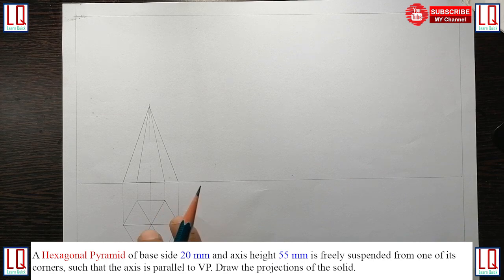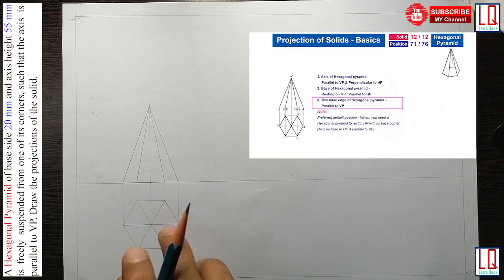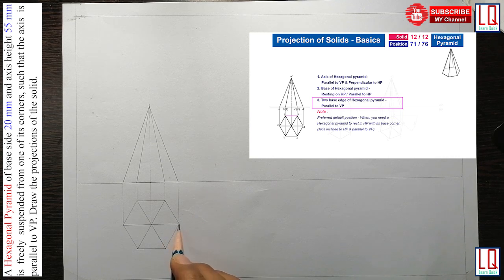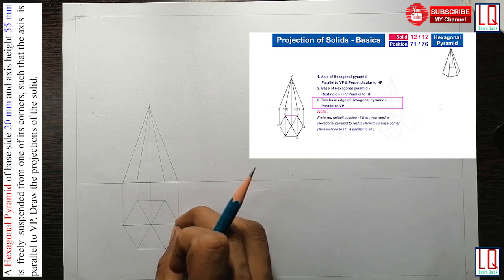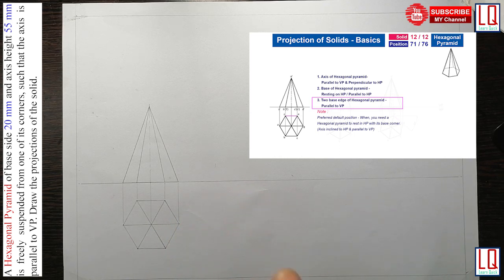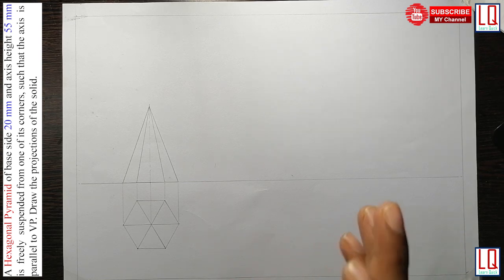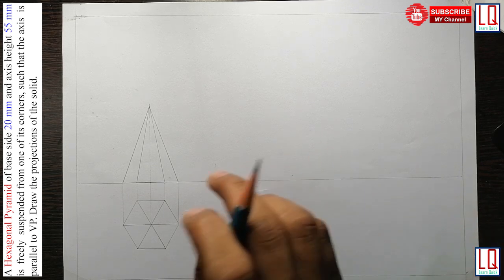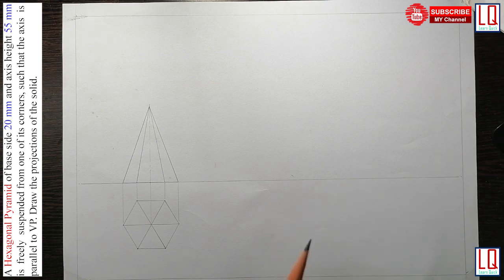So why have we chosen this type, that is the position 71 of solid type 12? We have kept a corner either on the right side or on the left side, so that it will be convenient for us to hold the corner and make this hexagonal pyramid freely suspended. In part 3 it is said that the axis is parallel to VP, and draw the projection of the solid when the hexagonal pyramid is freely suspended.